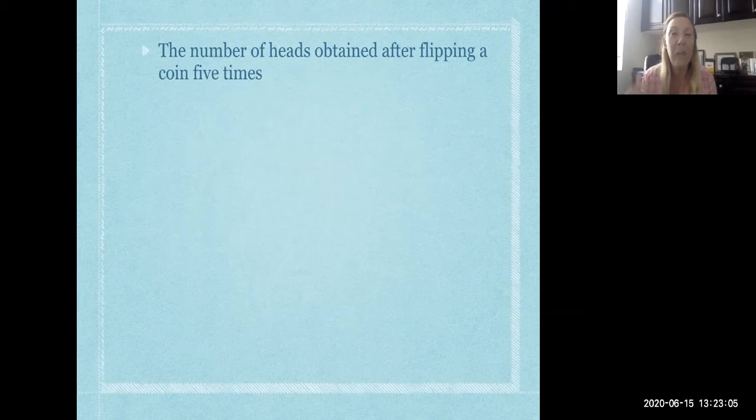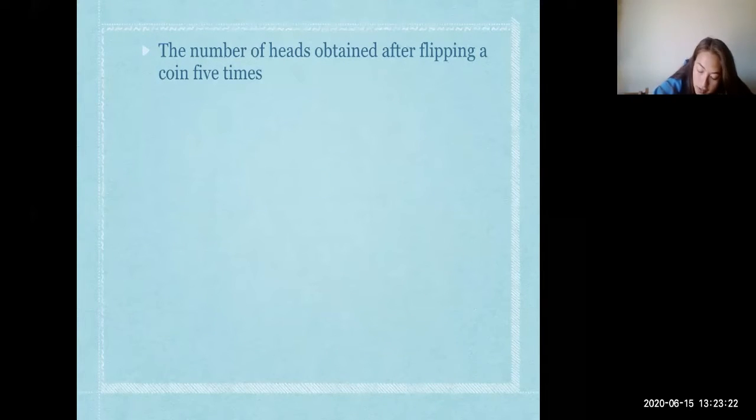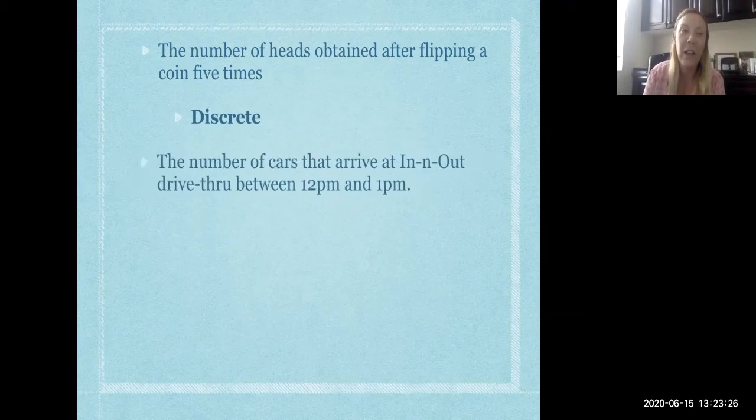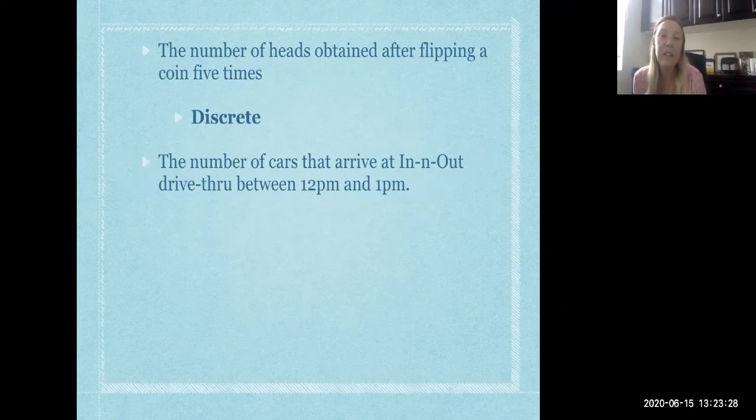So if I'm flipping a coin 5 times and I record how many heads I get, is that going to be a countable number? Or is it going to be one that could be measured to any level of accuracy, like a decimal point or something like that? So what do we think? Everybody, discrete or continuous? Discrete. Yes, thank you, whoever said that. I think it was Elizabeth. Discrete. Okay, next one. The number of cars that arrive at the In-N-Out from 12 to 1.